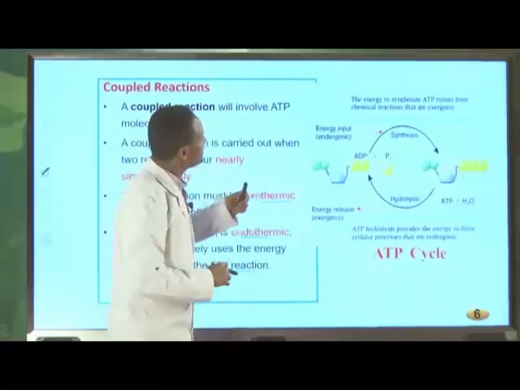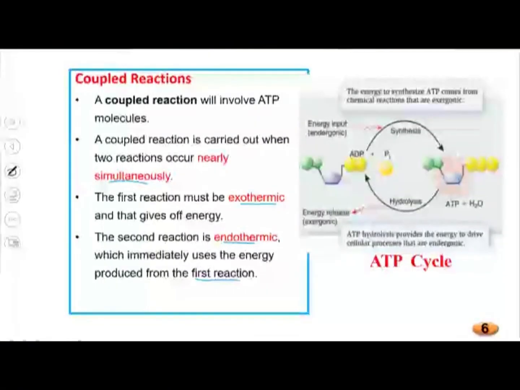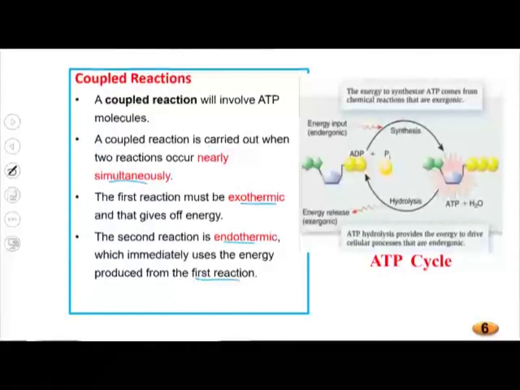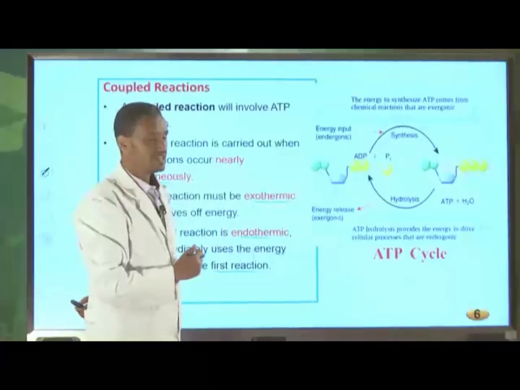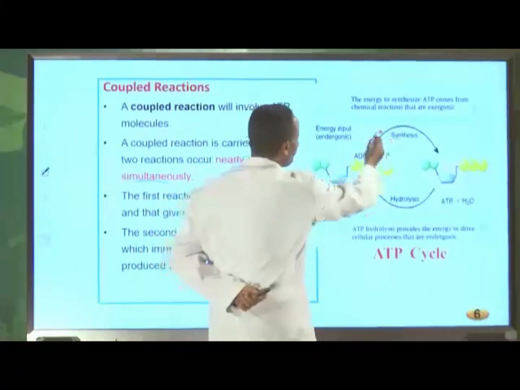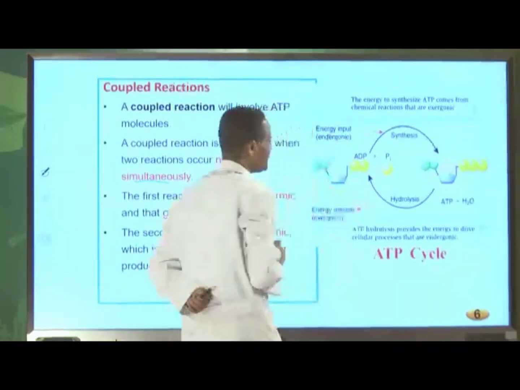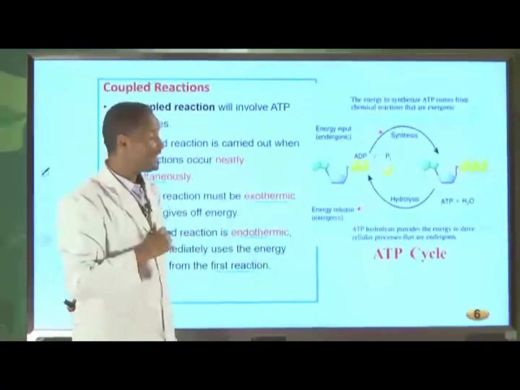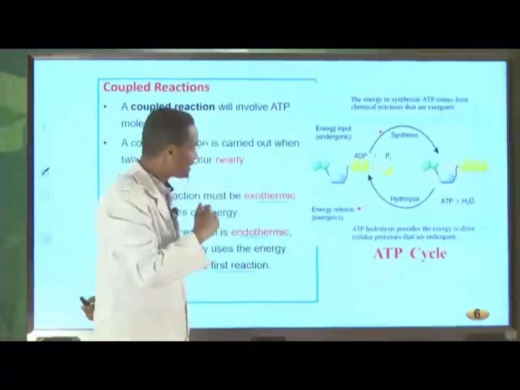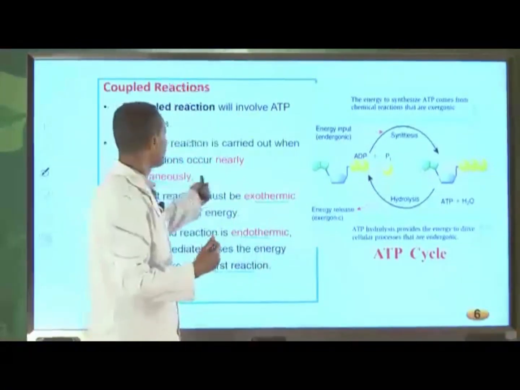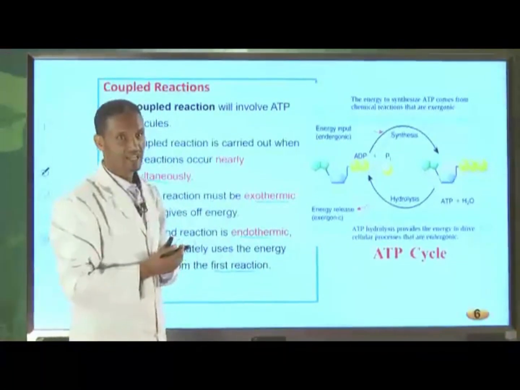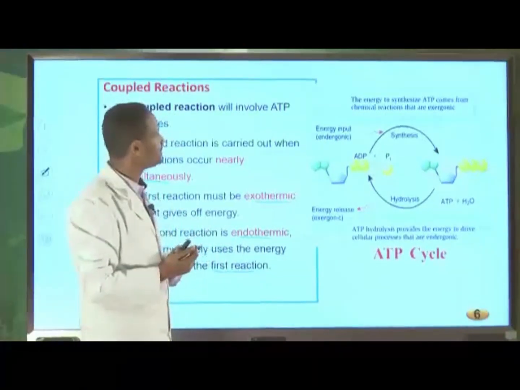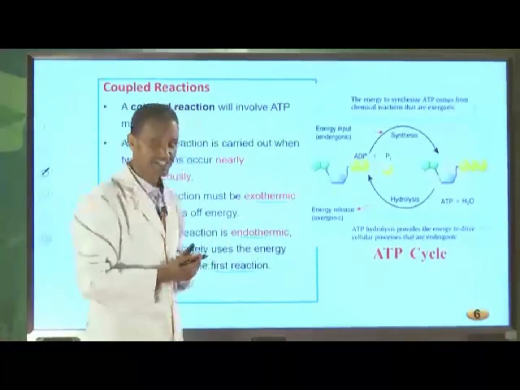Now, if you see this diagram of the ATP cycle, here in the hydrolysis, energy is released, which is exergonic. But in the synthesis of ATP, there is an input of energy, which is endergonic. This exergonic and endergonic process takes place simultaneously, or nearly simultaneously. If there is such a kind of reaction, we can say that it is a coupled reaction.